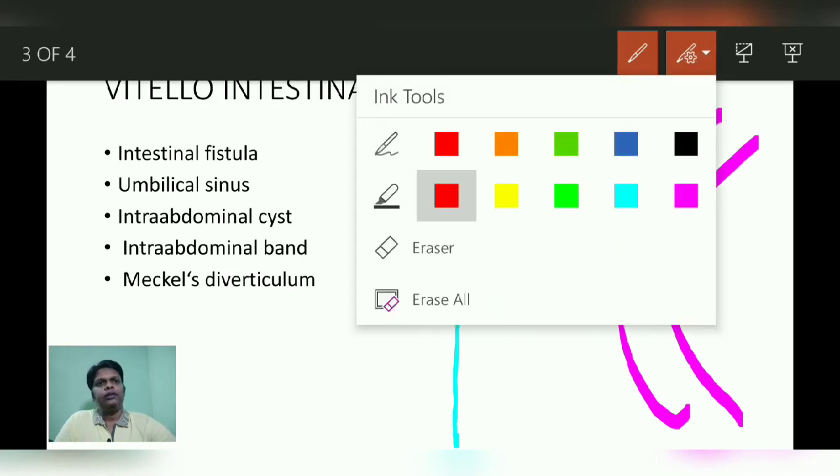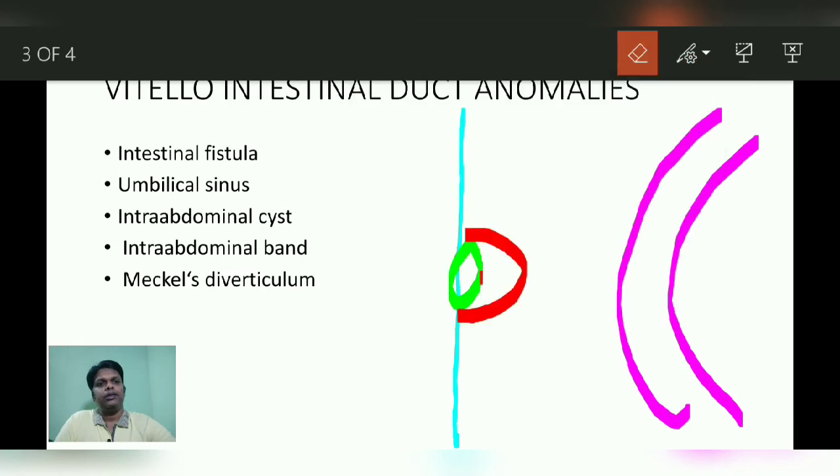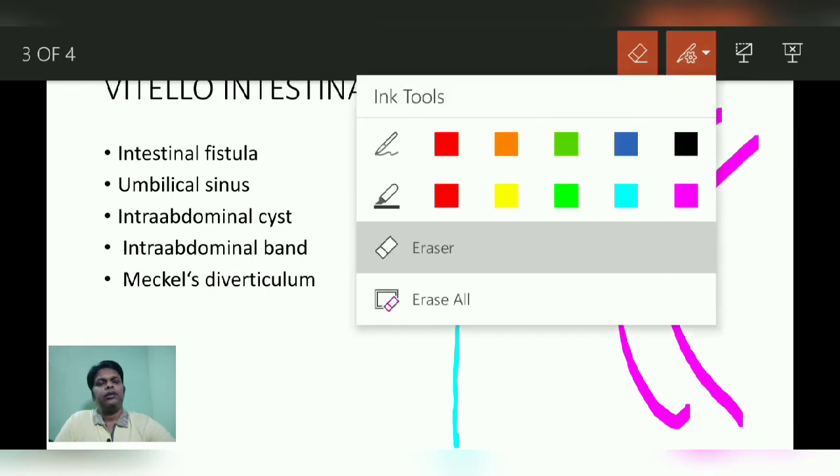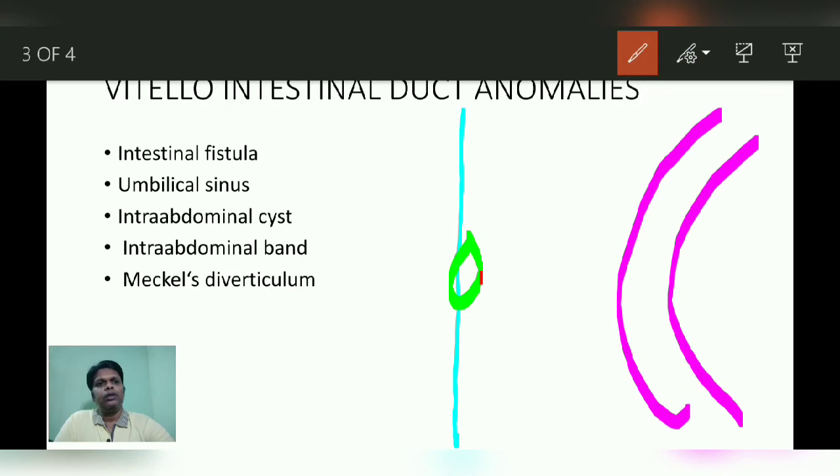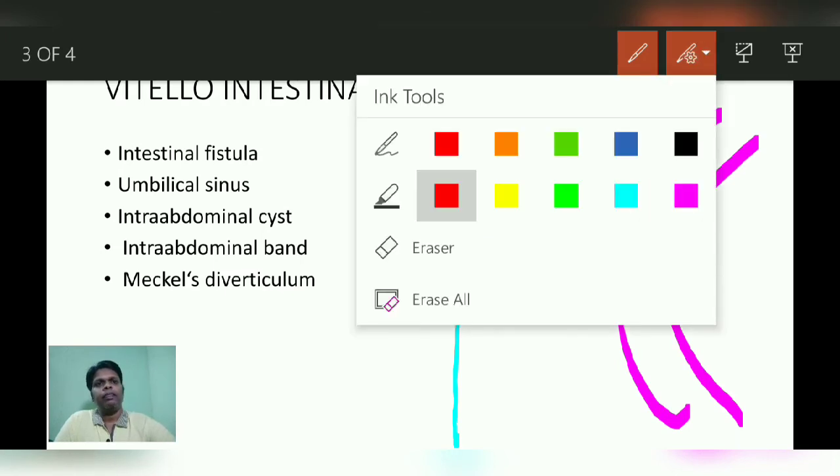And third one is intra-abdominal cyst. What is this intra-abdominal cyst? Which is nothing but only the middle part will persist, the other parts, that is the proximal and distal part, will be obliterated, and it forms a cystic swelling, that is intra-abdominal cyst. That is the third anomaly.